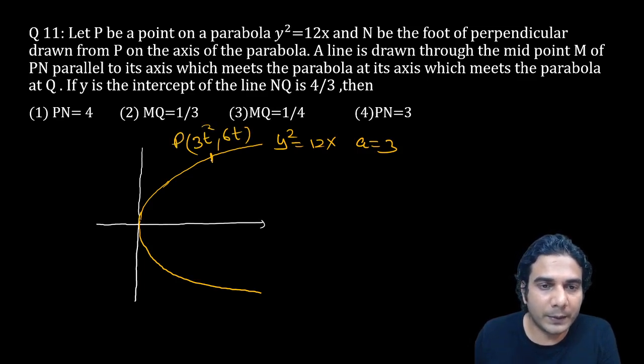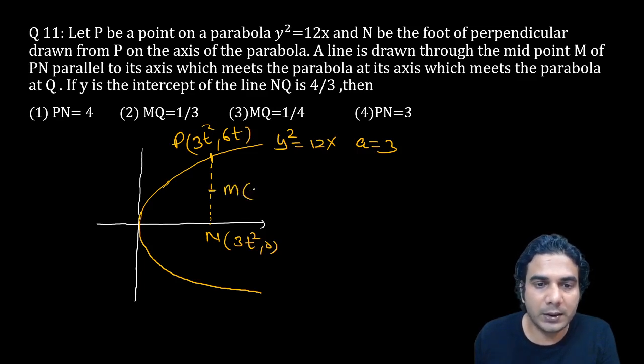And you have dropped a perpendicular from this. So the perpendicular meets the axis at N. So this point will be 3t square comma 0. Then there is a point on PN, which is M, the midpoint. So M will be 3t square, the x coordinate will remain the same, and the y coordinate will be 3t, right? This is the midpoint.